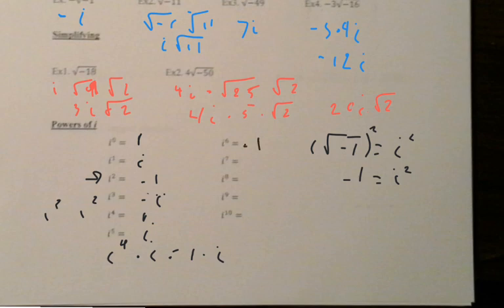I to the seventh is I to the sixth times I, and we know I to the sixth is -1, so -1 times I is -I. So do we notice a pattern here?